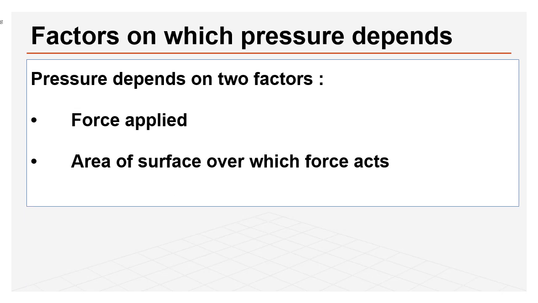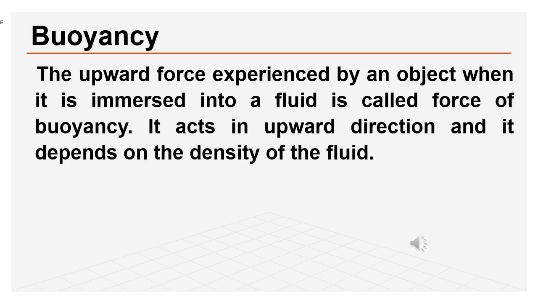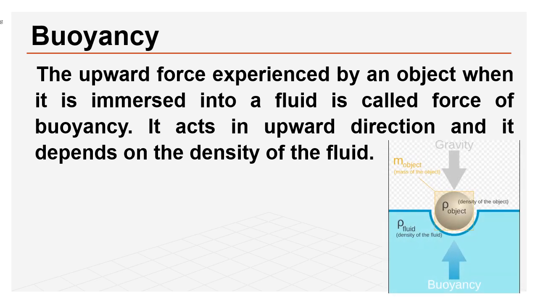Factors on which pressure depends. Pressure depends on two factors: force applied, and area of surface over which force acts. Buoyancy. The upward force experienced by an object when it is immersed in a fluid is called force of buoyancy. It acts in upward direction and it depends on the density of the fluid.